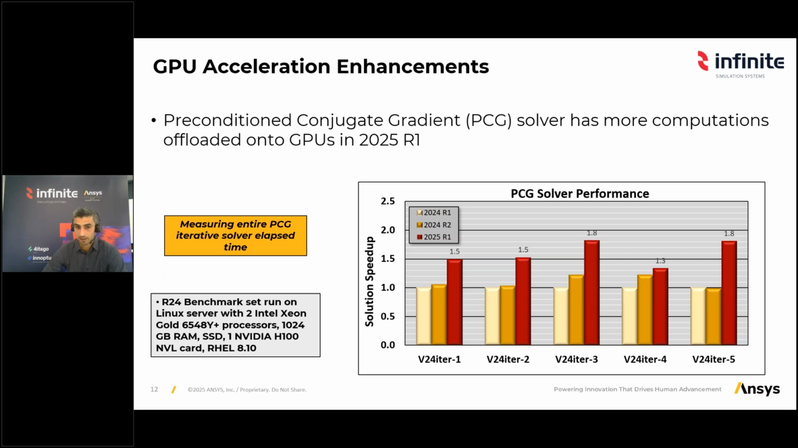So the first topic was solver scalability. Ansys Mechanical has been enhanced with some nice GPU acceleration capabilities, where you see that two models using the PCG solver can get almost 1.5 speedup when compared to 24R1. So this is actually quite exciting.